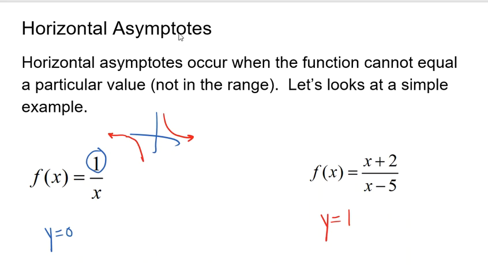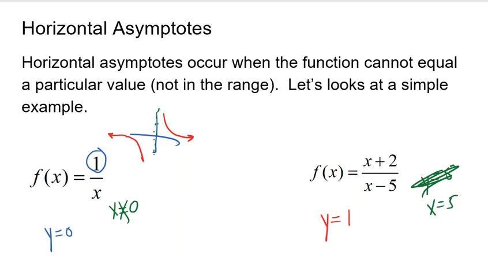Now, both of these graphs, just as a side note, also have vertical asymptotes. This first function here on the left, because x makes the denominator 0, that means there's going to be a vertical asymptote here at 0 as well. And this graph over here is going to have a vertical asymptote at x equals 5, that's the same problem we looked at earlier as well.